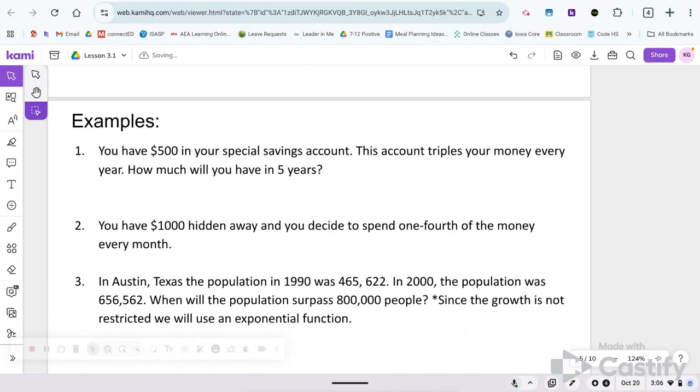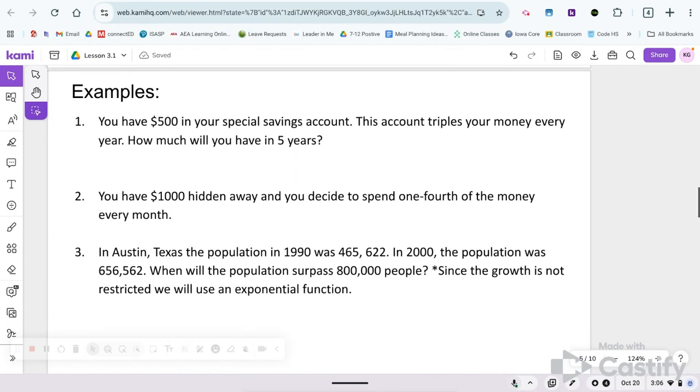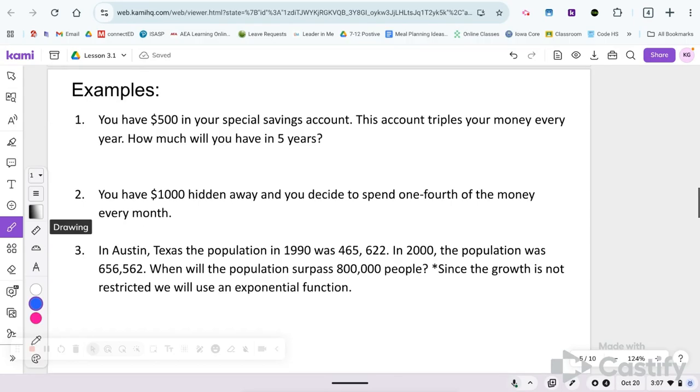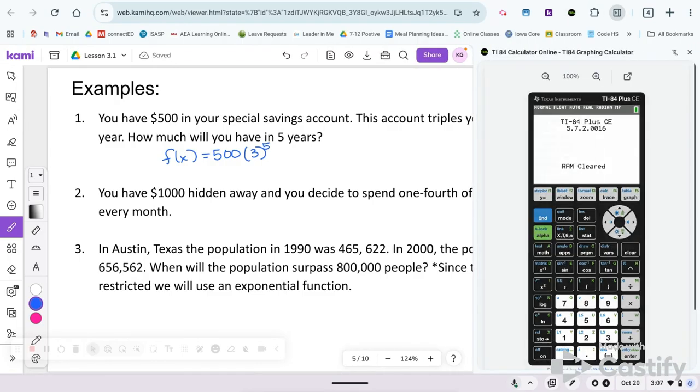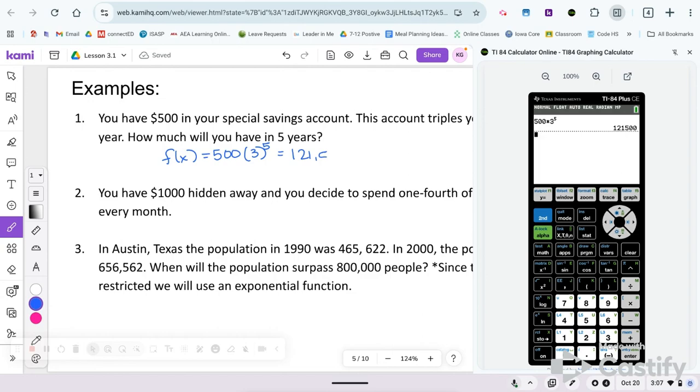Something that grows exponentially, an example would be a savings account. So if we have $500 in our savings account and this account is tripling every year, it wants to know how much we'll have in 5 years. So the initial amount, or the a value, is going to be 500. Our rate is going to be that tripling, which is multiplying by 3. And then for our exponent, we're going to let x be 5. So we have $500 tripling, 3 for 5 years. We'll have $121,500 at the end of 5 years.